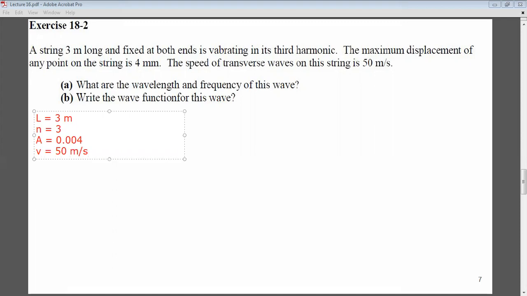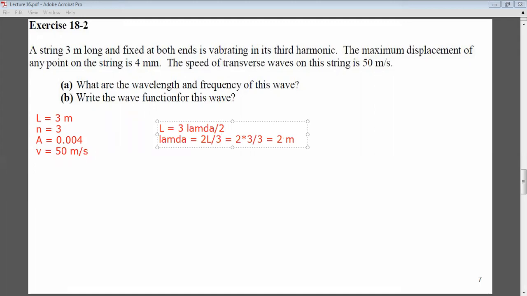What is the wavelength and the frequency of this wave? Here you have to remember that I have 3 loops, which implies L is equal 3 lambda over 2, which implies lambda is equal to 2L over 3, which is 2 times 3 over 3, which is 2 meters.